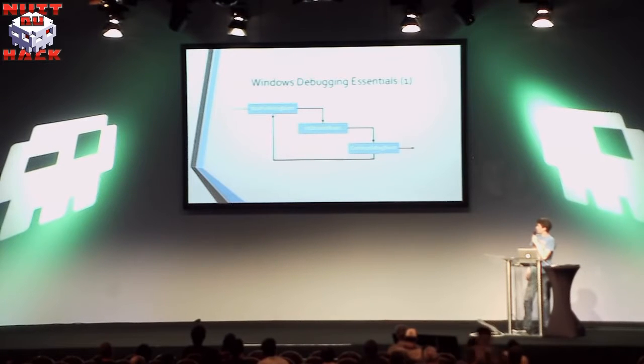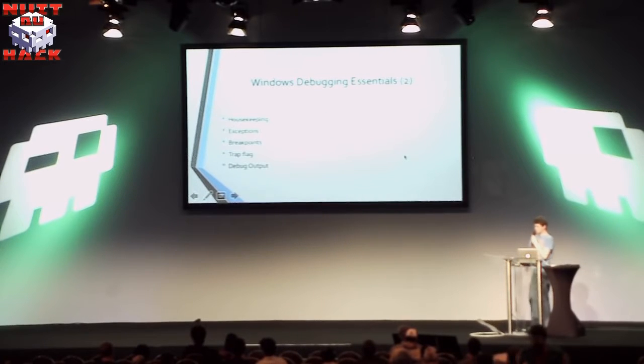Now, over to Windows debugging essentials. It starts with this green line here. You create a new process with a debug flag, and then you enter the debug loop, which waits for an event, then dispatches the event, and once that's done, you continue the debug loop. The cycle goes on until the process is terminated, which is indicated by the red arrow.